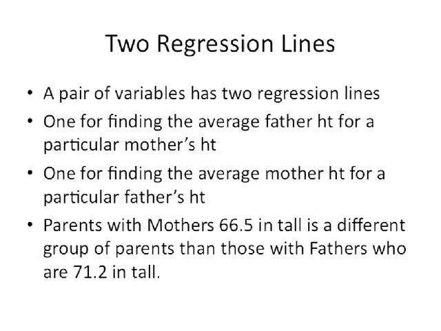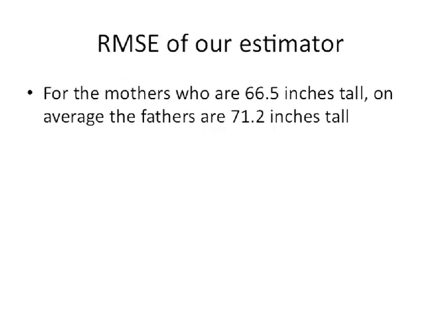Okay. So the next thing is, what might we do when we say, okay, the mothers who are 66.5 inches tall, on average the fathers are 71.2 inches tall. But we know that all the dads aren't 71.2 inches tall. There's an error associated with it. They're spread around that estimate, around that average. So how do we go about estimating the spread? Making a statement about the spread about the 71.2.